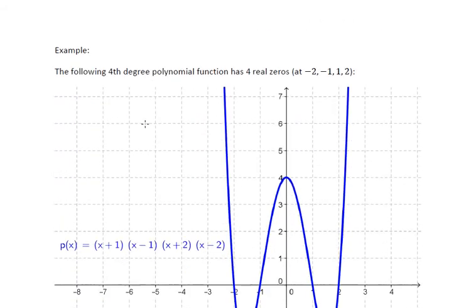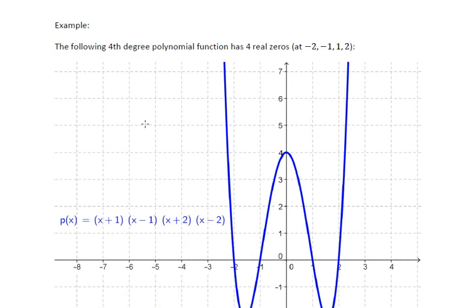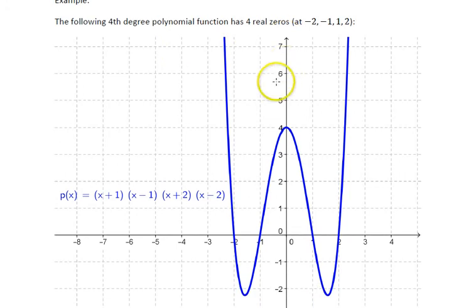Let's look at some examples. The following fourth degree polynomial function has 4 real zeros. Here's the function, and we're showing it in its factored form. Notice if we multiply this out, we would get a fourth degree polynomial because of the 4 x's involved in the 4 linear terms here.